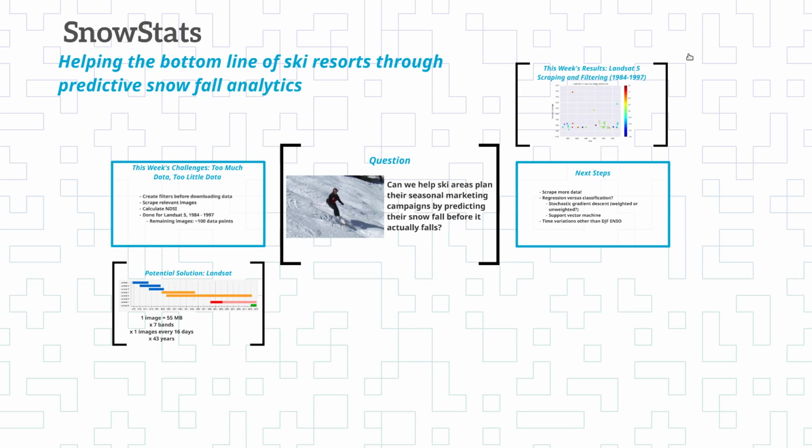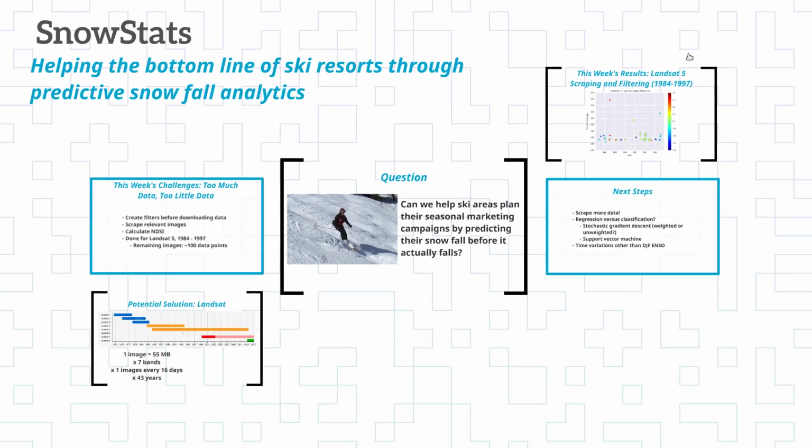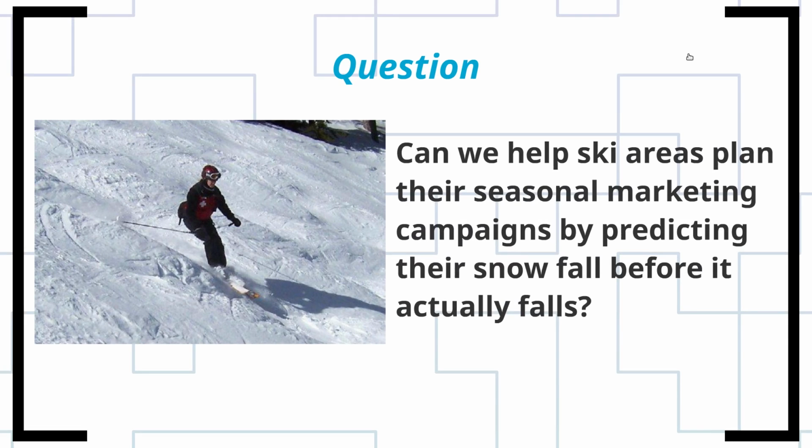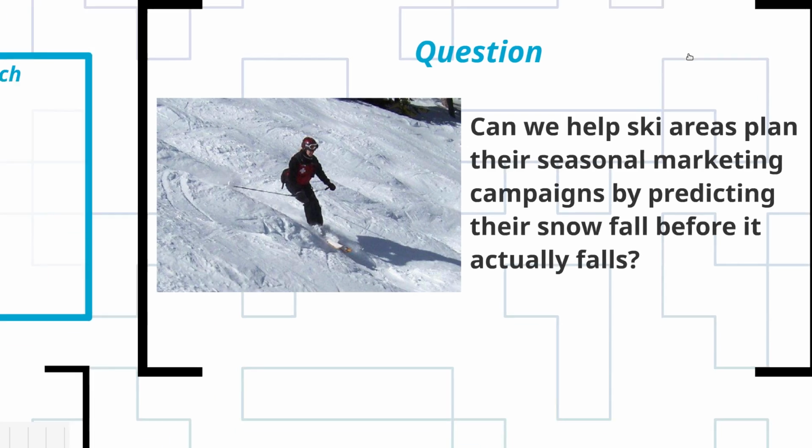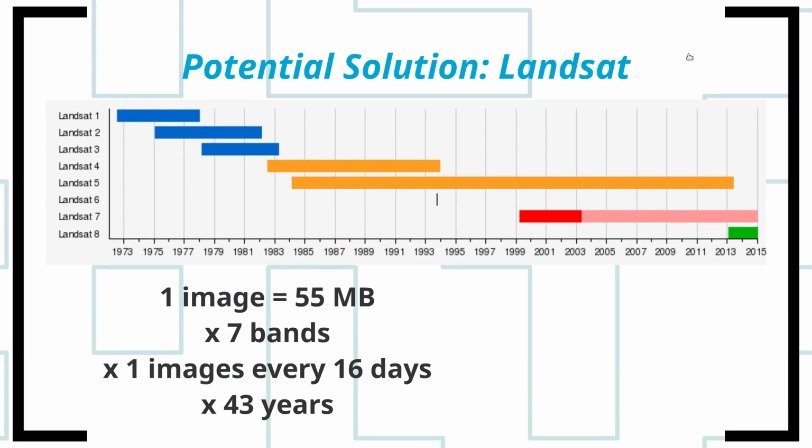I'm a scholar at the Data Incubator, and this is my week 4 video on my project Snow Stats. Just going back to the question we're trying to answer: can we predict snowfall for ski areas in advance of the season to help with their marketing campaigns? We will be using Landsat overhead satellite imagery to historically analyze snowfall as a function of different weather parameters prior to the start of a season.